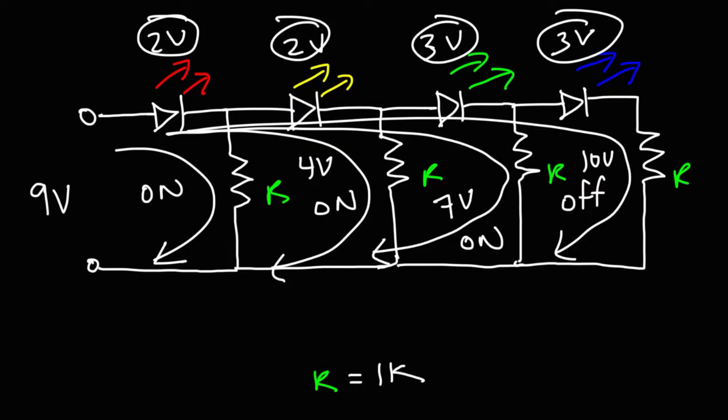And so that's it for this type of circuit. So now you know how to design the battery level indicator using LEDs, and you know how to tell which LEDs will be on or off.